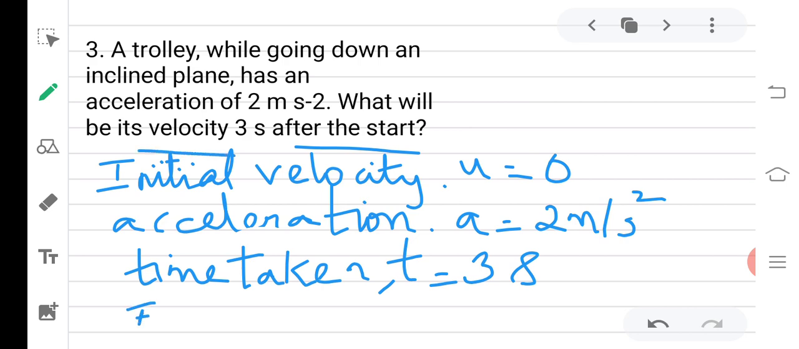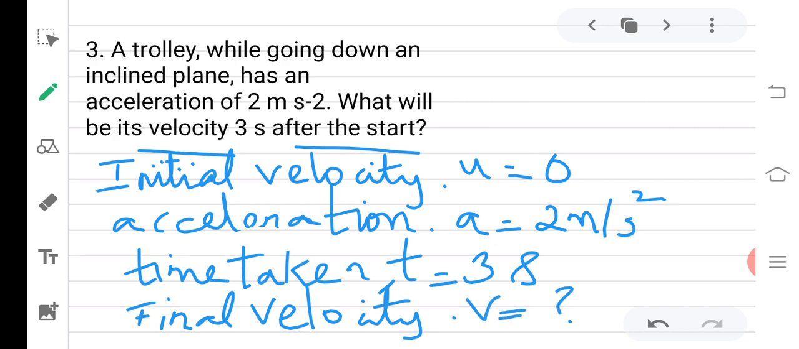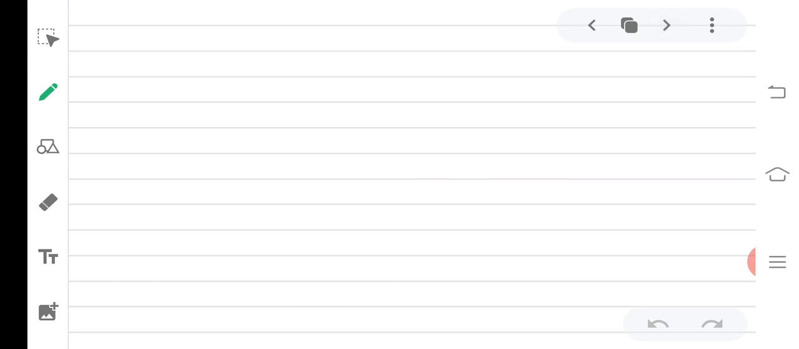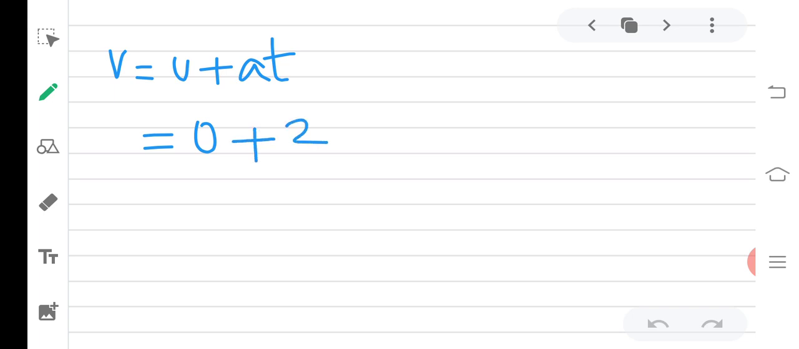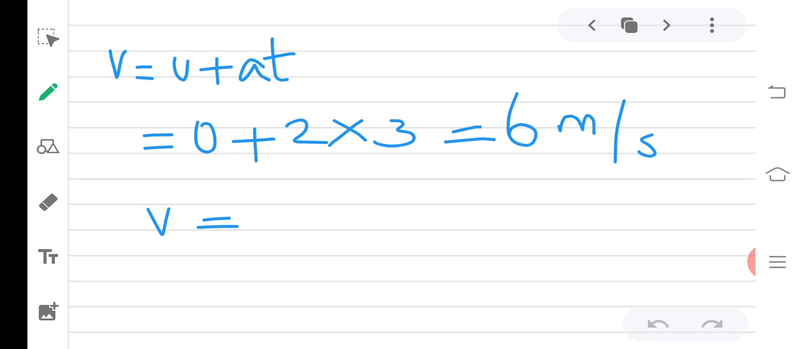So to find final velocity, v is equal to what? So how will you find? So final velocity v is equal to u plus at. Substitute here. 0 plus 2 into 3 seconds. So it is equal to 6 meter per second. So final velocity v is equal to 6 meter per second.